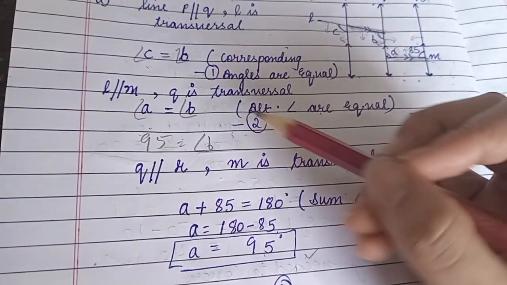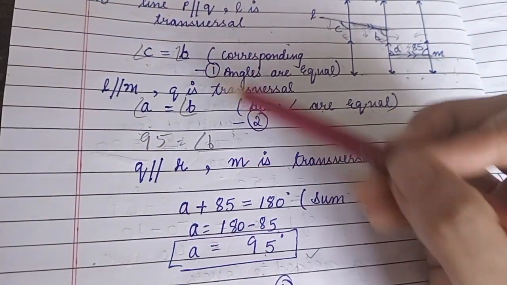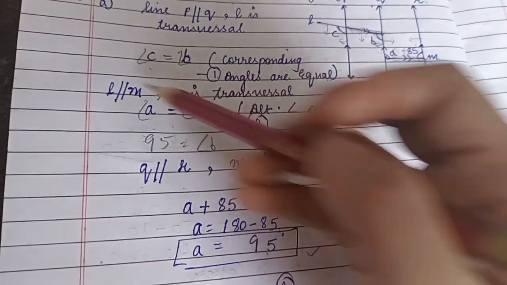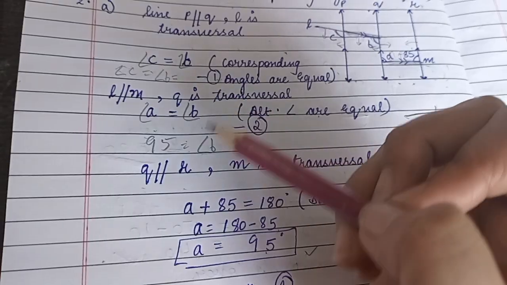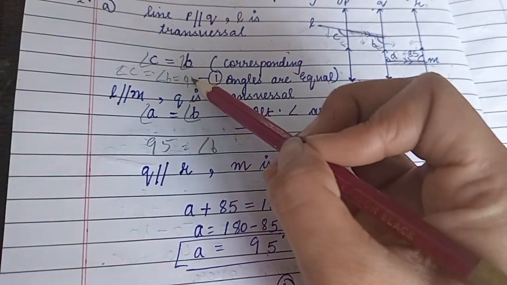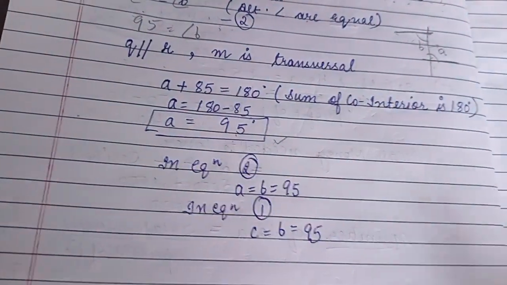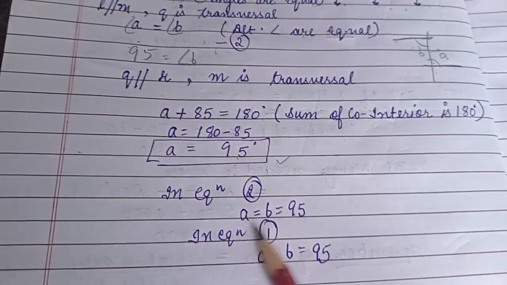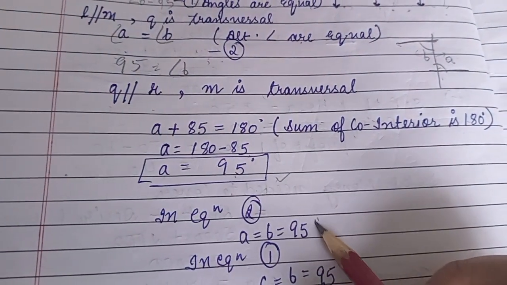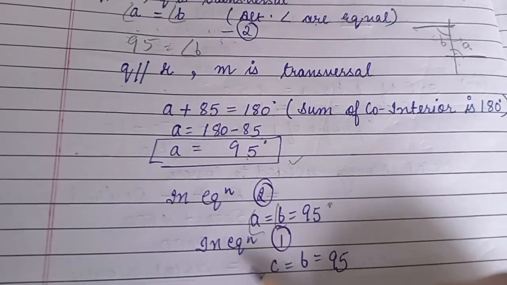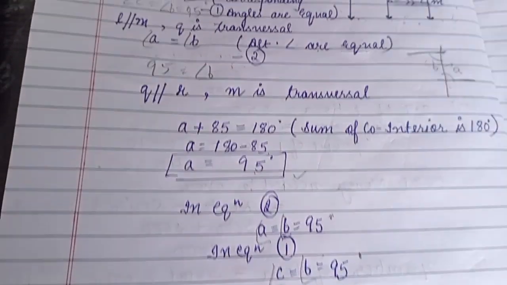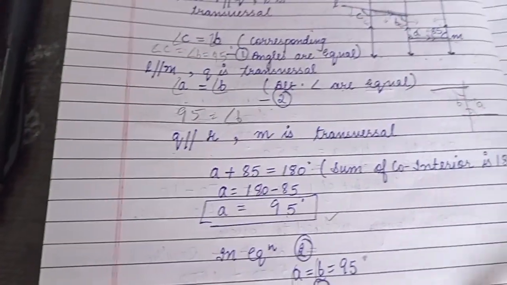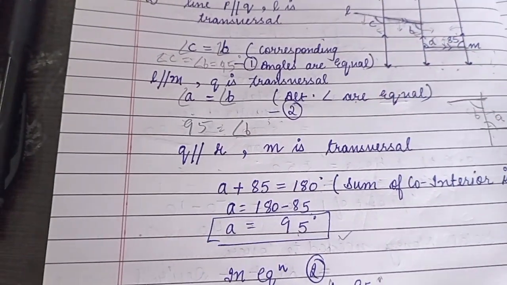Got it? Now find where angle B is. I think in equation 1 there is. So angle C equals angle B and that will be equal to which? How much? 95 degree. Correct? This only I have written. In equation 1, angle C equals angle B equals 95 degree. I have already written the reasons for that. Do you get that? Coming to the second part.